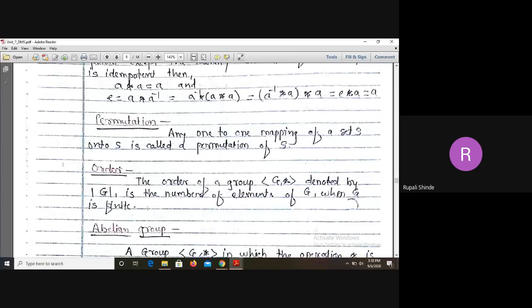Have you understood the meaning of order of group G? Yes, ma'am.